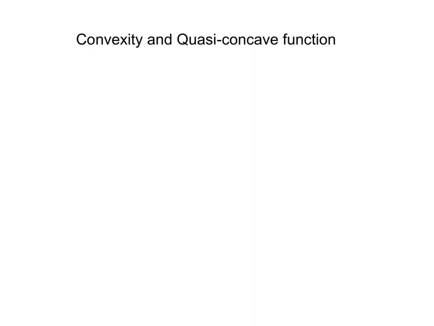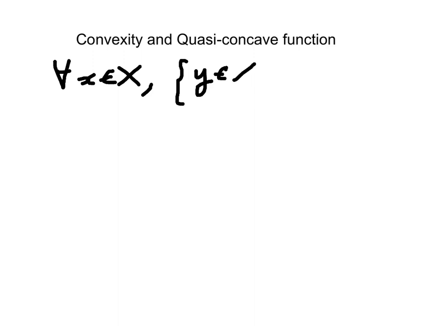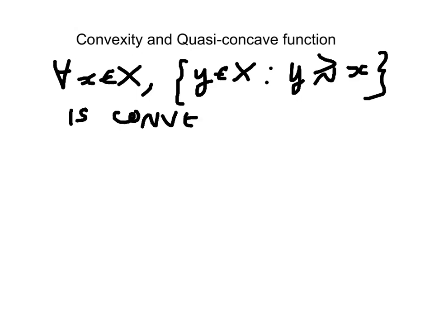So let's repeat this for a second here. What we're saying is that a preference relation is convex if for all x in the commodity space, the upper contour set, which are all those elements in the commodity space such that those bundles are at least as good as x, right? That upper contour set is convex. What I want to try to explain to you here is that this is the same thing as saying that the utility function is quasi-concave.